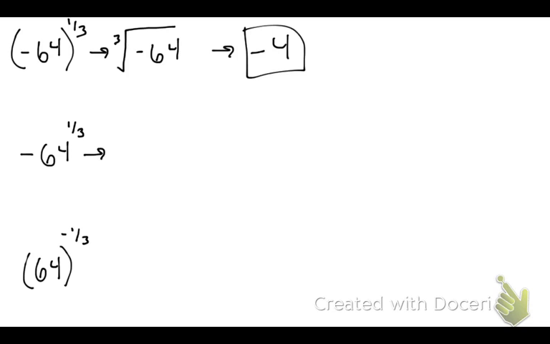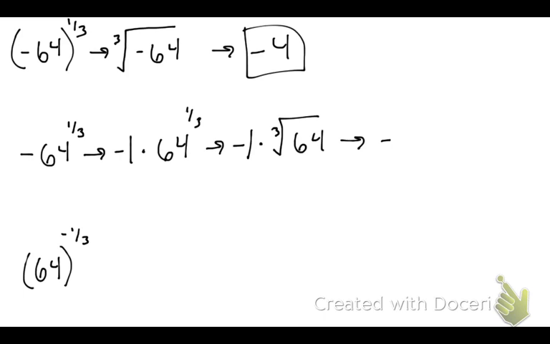This means negative 1 times 64 to the 1/3. The fact that it's not in parentheses really does matter. So this means the same thing as negative 1 times the cube root of 64. And since the cube root of 64 is 4, this will also end up being negative 4, but for a different reason. In the last one, we have 64 to the negative 1/3.